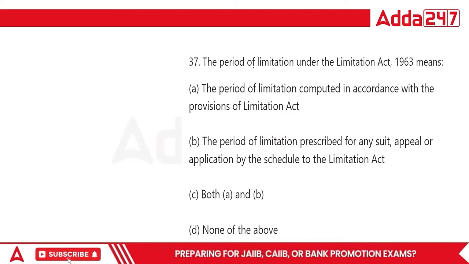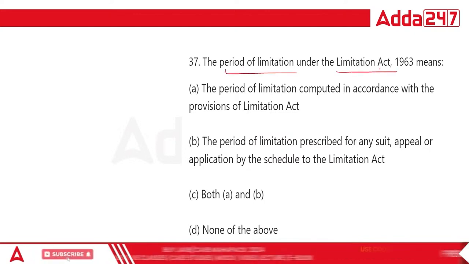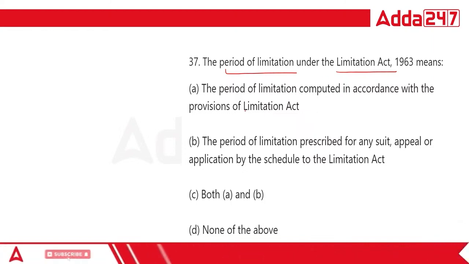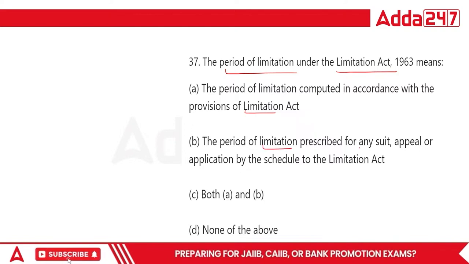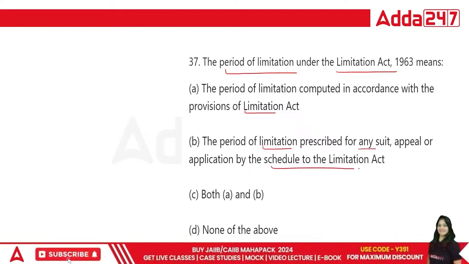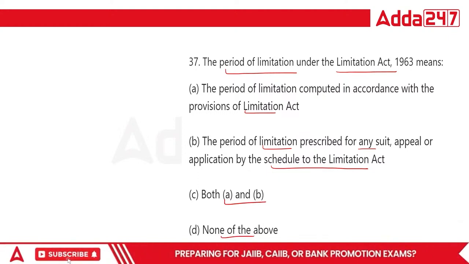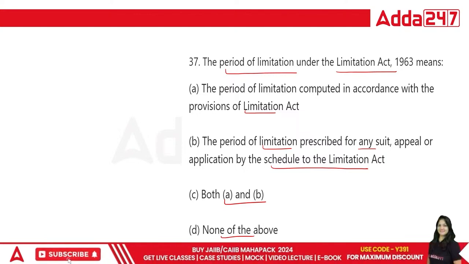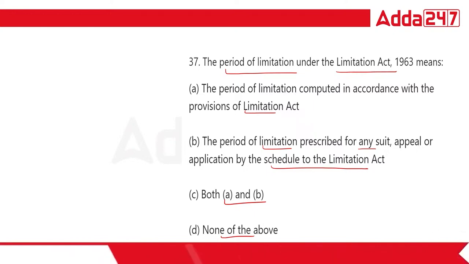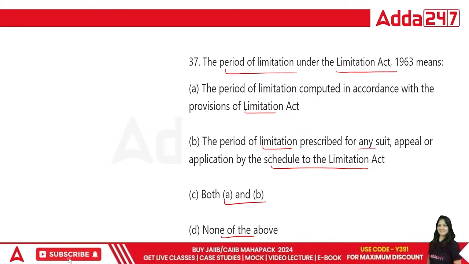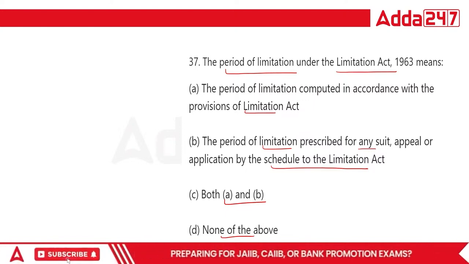Now, the period of limitation under this means what? That the limitation is computed in accordance with the provisions of limitation. The period of limitation prescribed for any suit, appeal, application by the schedule to the limitation, both A and B or none of the above. What is the right answer?